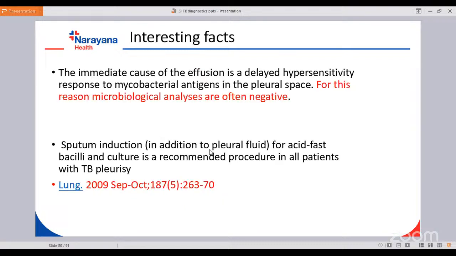Now, this is a very interesting fact that I found. I used to always wonder why patients come with pleural effusions and I don't land up growing anything in their pleural fluids, not growing any Mycobacterium tuberculosis. And even GeneXpert was very poorly performing in detecting Mycobacterium tuberculosis. So the reason is that the pleural effusion in TB is a delayed hypersensitivity response to the antigens in the pleural space, and there is not much bacteria or bacilli present in the space.